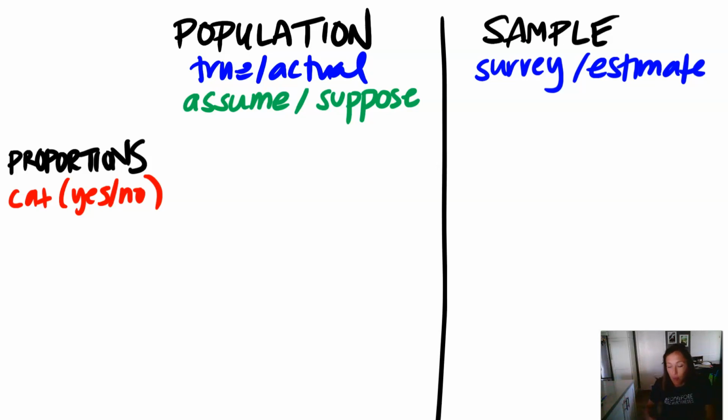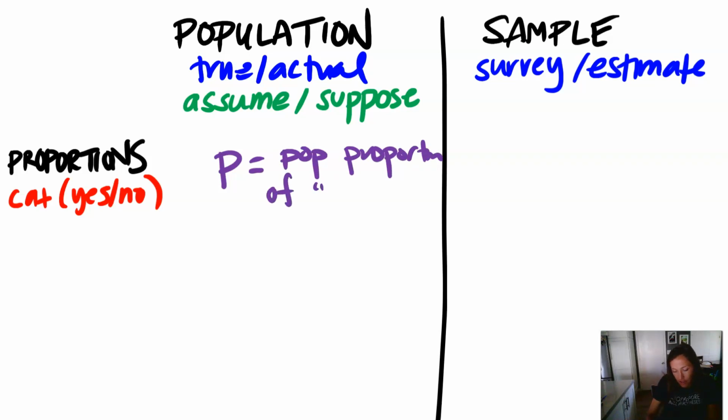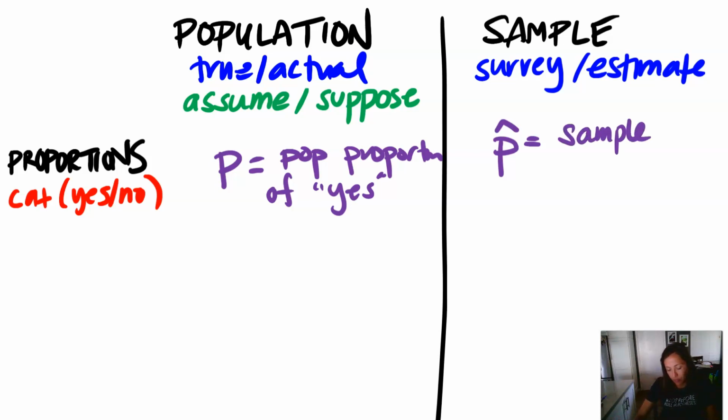So if we're in proportion land, a population proportion is equal to P. This is our population proportion or probability or percent of yes, of whatever we're counting, of our successes. If we're in sample land, we throw a hat on this to let everybody know it's not the real deal, it's a guess at the real deal, and this is our sample proportion.